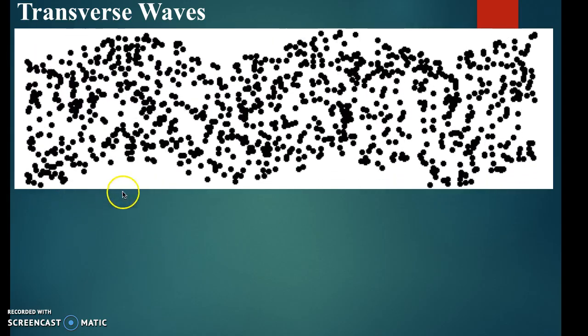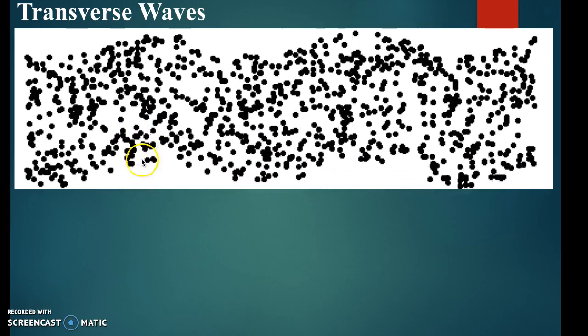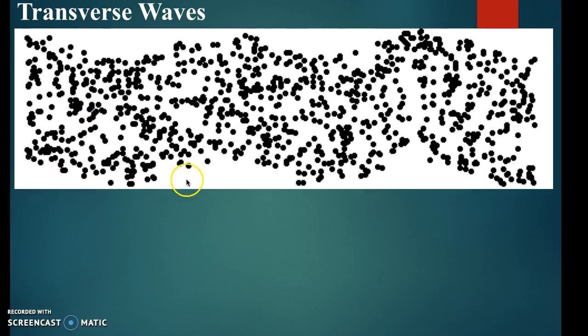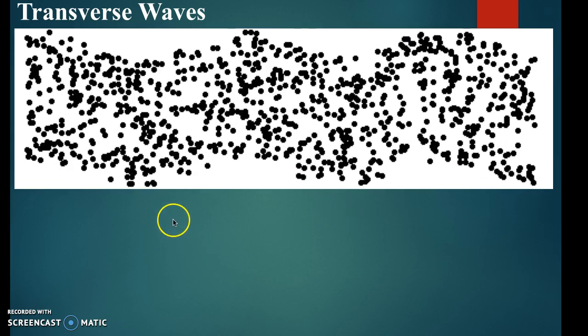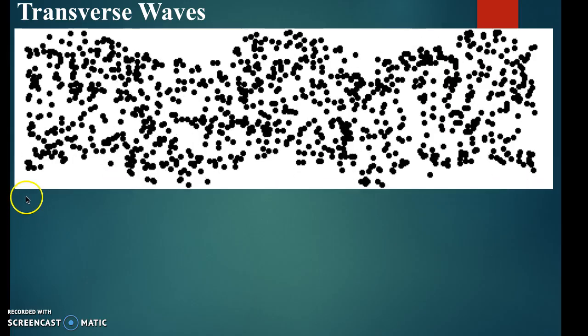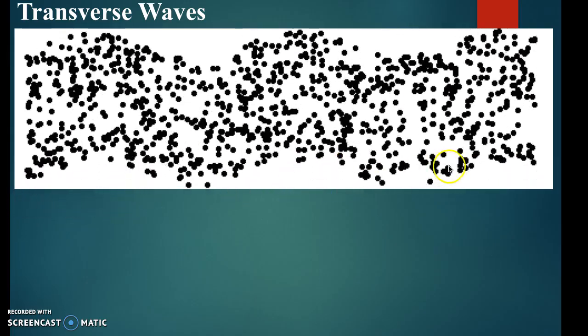So you have this rightward motion, but really the particles are just moving up and down next to each other. This motion up and down is perpendicular to the path of this wave traveling to the right. So this is an example of a transverse wave because this motion here is perpendicular to the path of the energy.